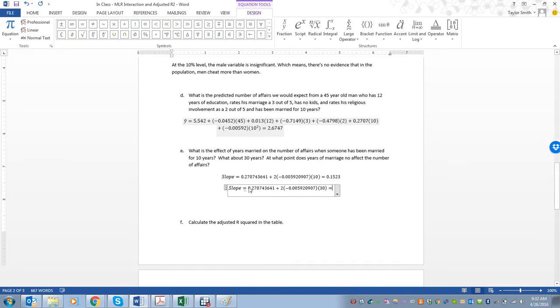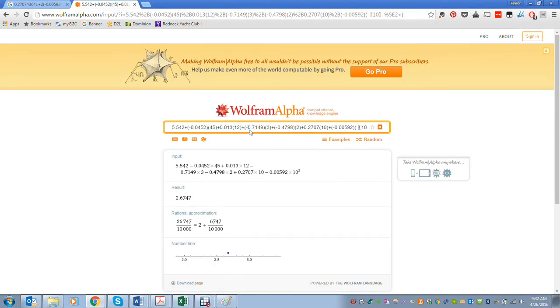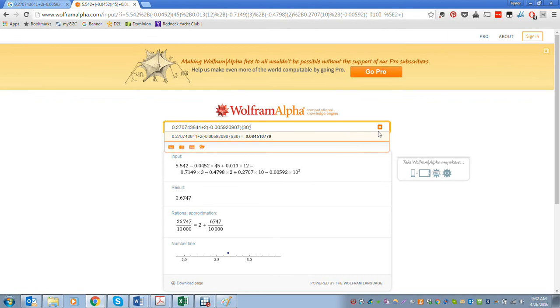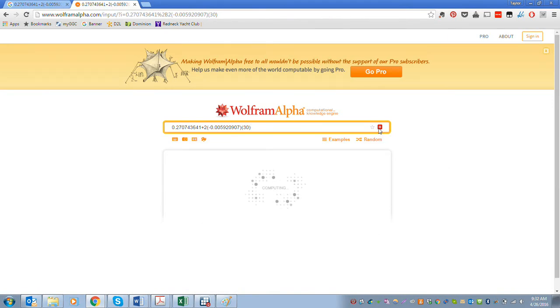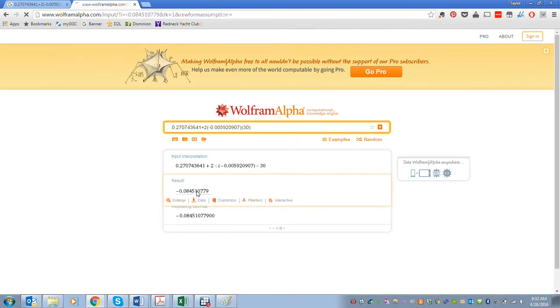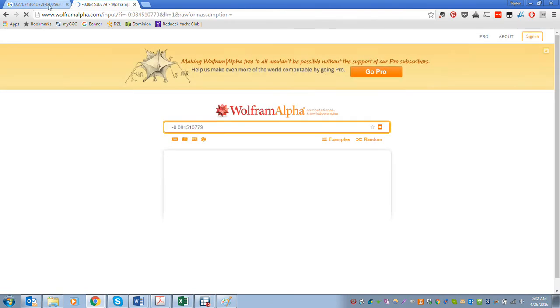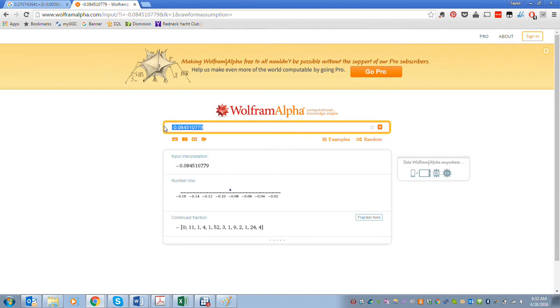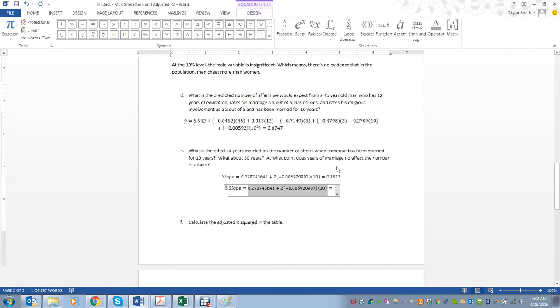So we'll take this and plug it in our calculator, which I'm just using an online calculator to do this. You can just plug it directly into your calculator. And that comes out to be negative 0.0845. So let's talk about these two differences.